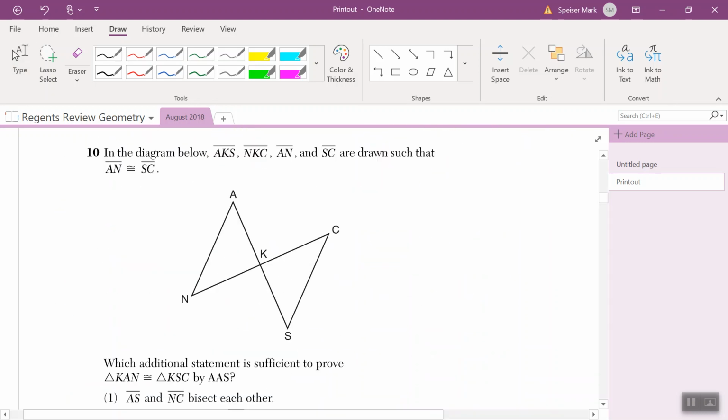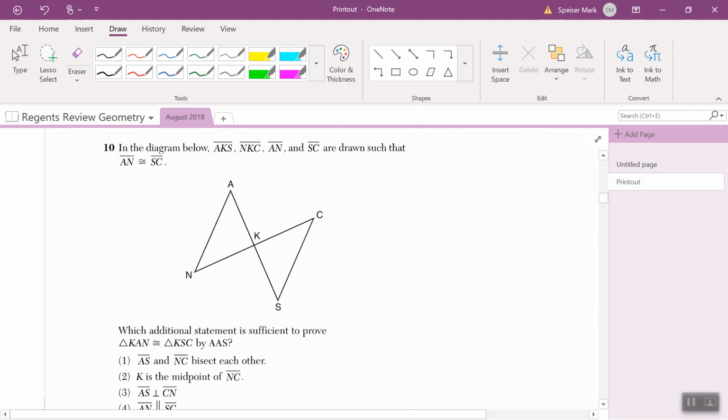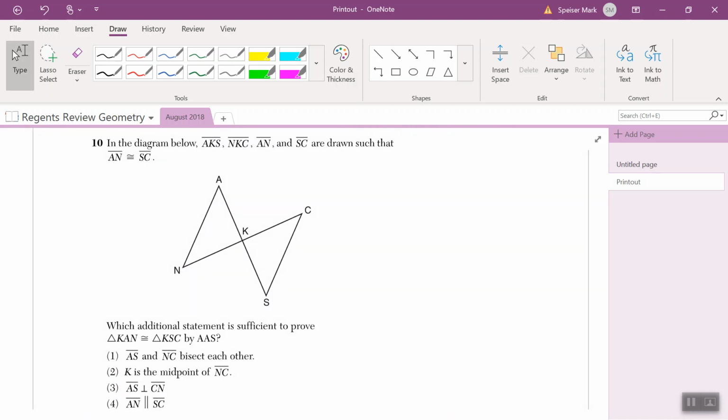Down below, segments AKS, NKC, segment AN, and segment SC are drawn such that segment AN is congruent to segment SC. Which additional statement is sufficient to prove that triangle ANK is congruent to KSC by angle-side-angle? Let's see what we know. We know angle NKA is congruent to SKC by vertical angles. Okay, we also, it's given that AN is the same as SC, so we have an angle and a side. We need another angle either in between or before.